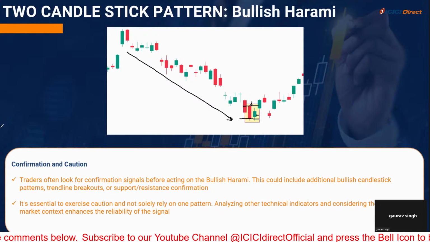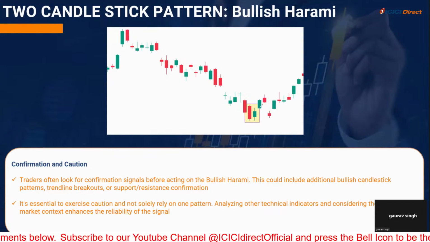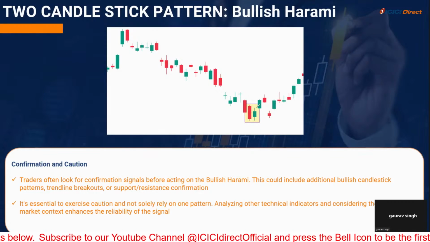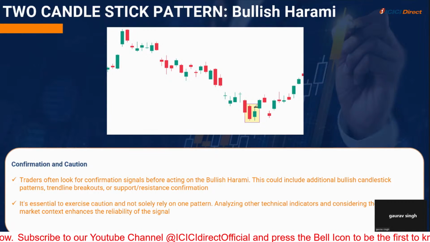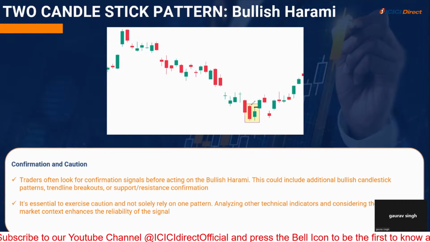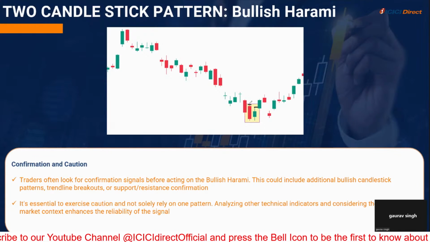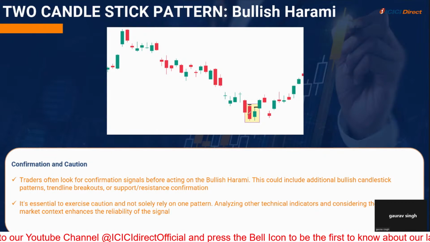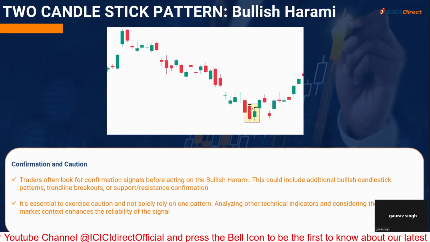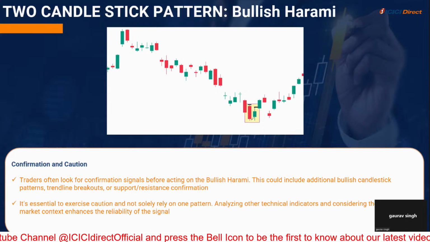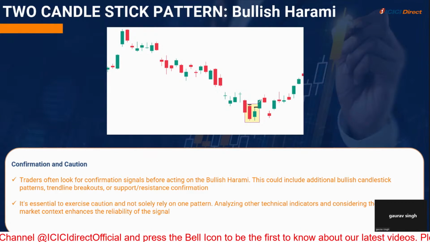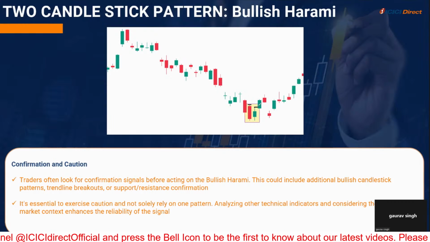Now, next thing is what? Confirmation. When does the confirmation happen? It should close at least about this. I would ideally wait for the close above the high of the red candle. If my next candle is closing above the high of my red candle, it confirms a bullish Harami.